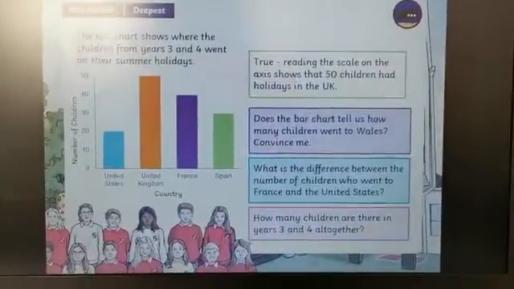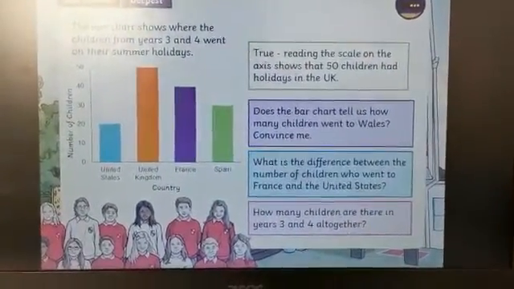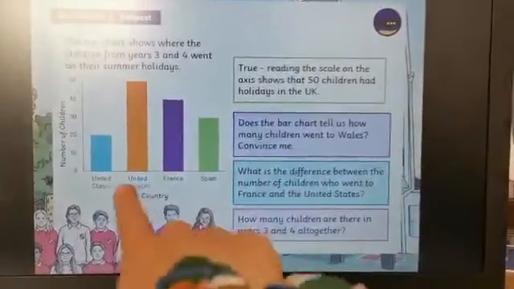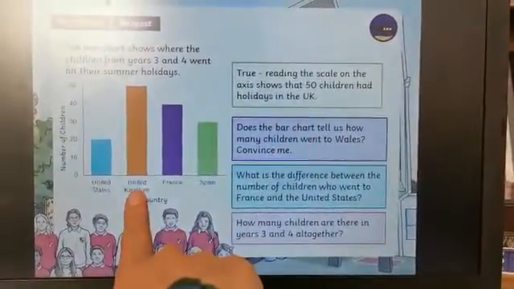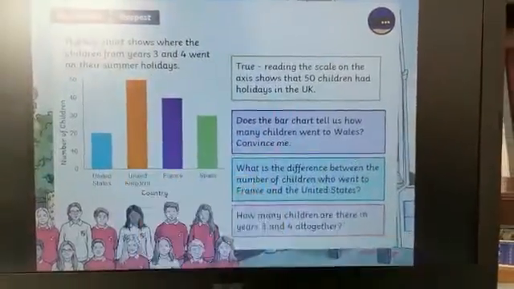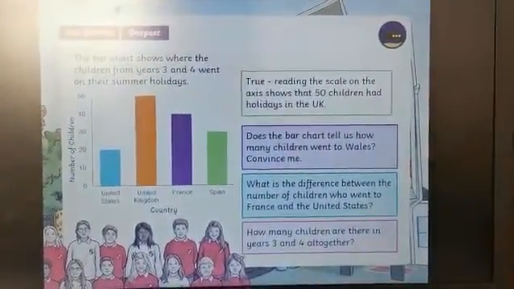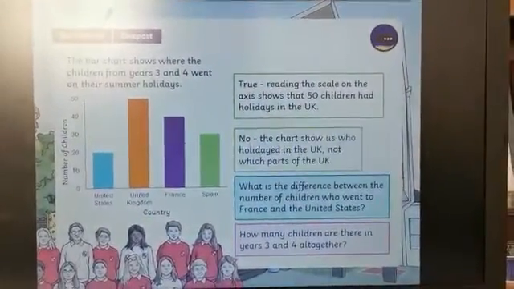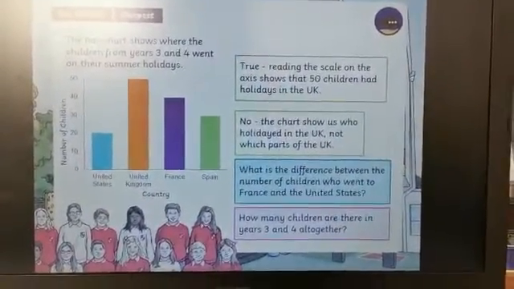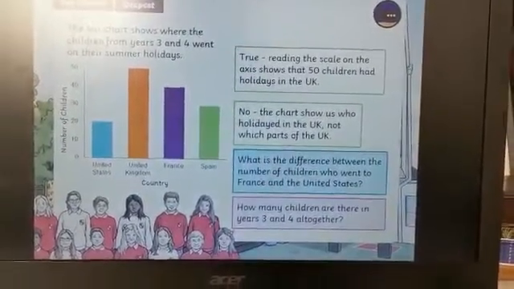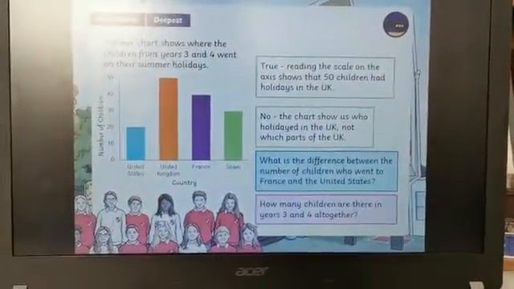There's no Wales there. I know that Wales is part of the United Kingdom, but it doesn't specifically say Wales. That could be anywhere in the UK. It could be Scotland, it could be Yorkshire, it could be Somerset, or it could be Wales as well. So no, the chart shows us who holidayed in the UK, not which parts of the UK.